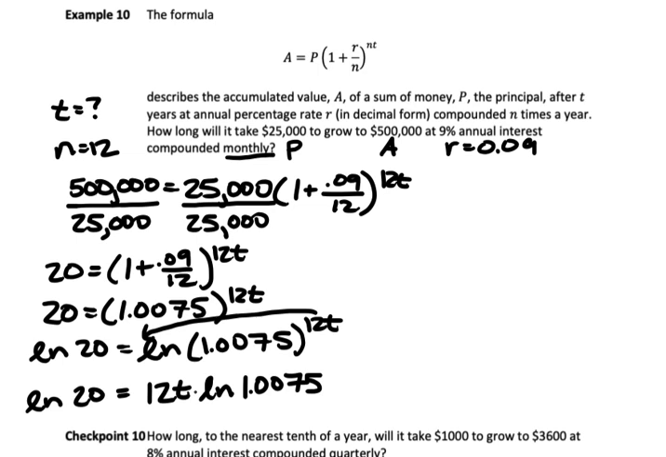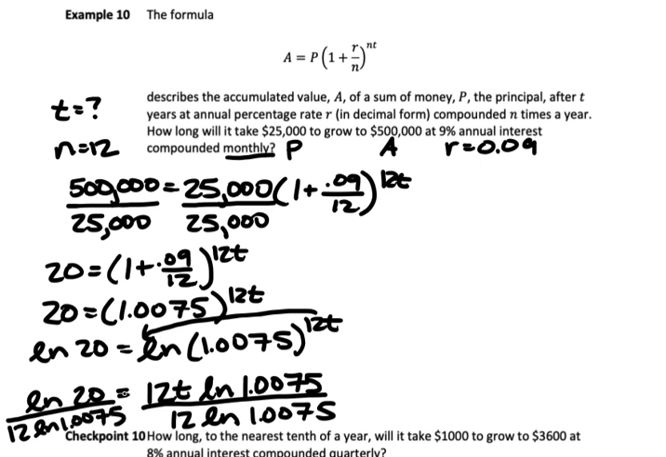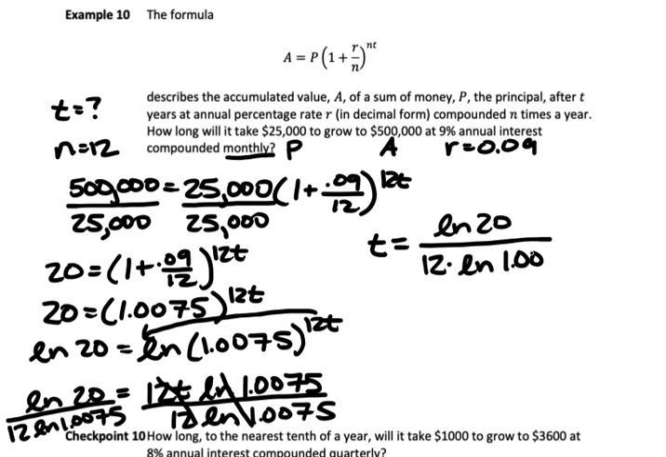And lastly, to get t by itself, I'm going to divide by both things that t is multiplied by. T is multiplied by 12, and it is multiplied by natural log of 1.0075. So that's what I'm going to be dividing by on both sides: 12 ln 1.0075. So my answer is t equals ln 20 divided by 12 times ln 1.0075.